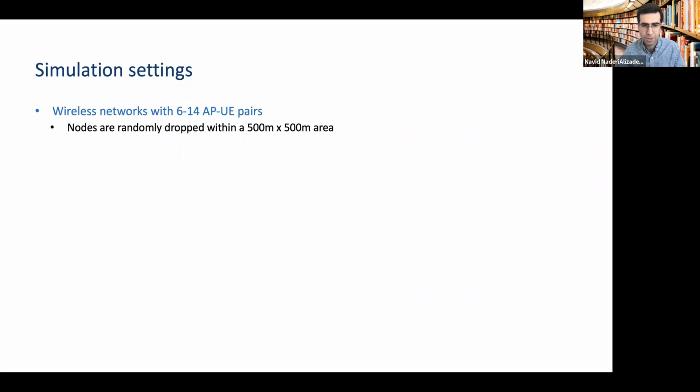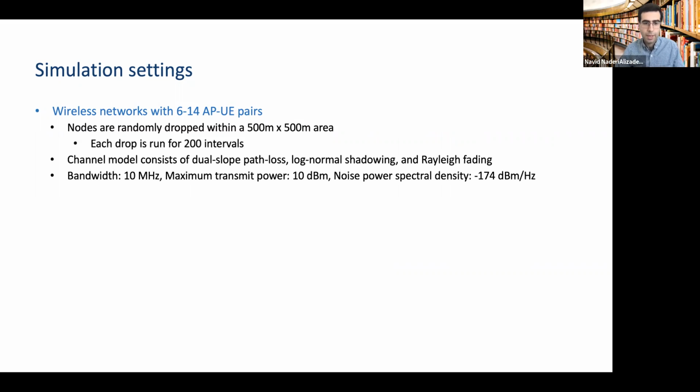The simulation setting is similar to before. Again, we consider 1 user per access point, but the number of access points is going to increase from 6 to 14 in limited areas. Again, we're increasing the density, and the channel model and bandwidth and the other parameters are the same as what we had previously. The minimum capacity constraint, we set to 2 bits per second per hertz for all the receivers.